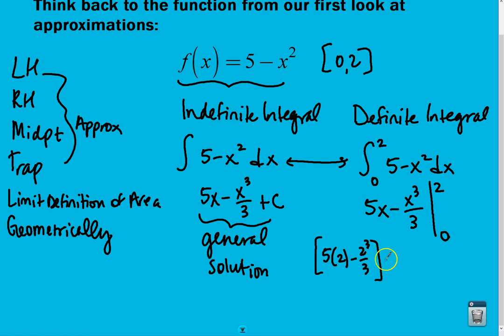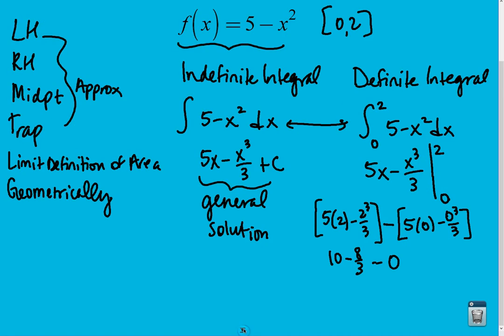Then I'm going to say minus, plug in 0. 5 times 0 minus 0 cubed over 3. Okay, then I end up with 10 minus 8/3 minus 0, because all that just becomes a 0. Well, that equates to, let's see, 22 over 3.